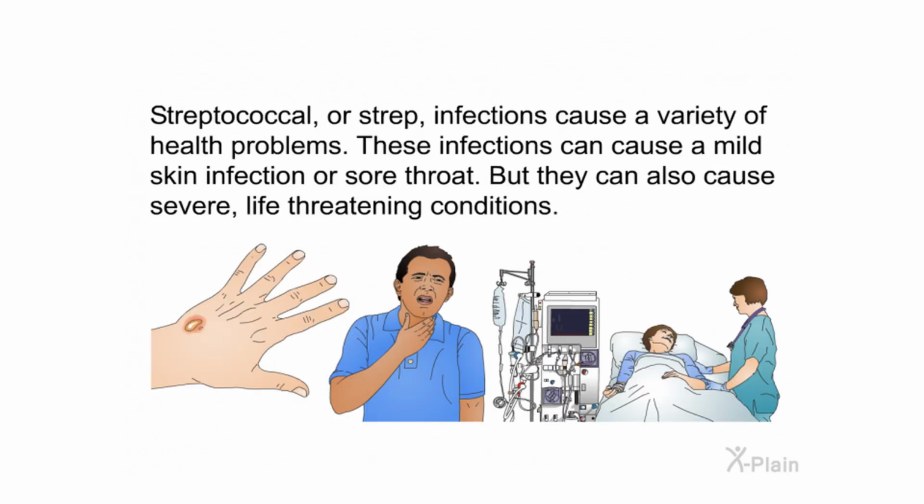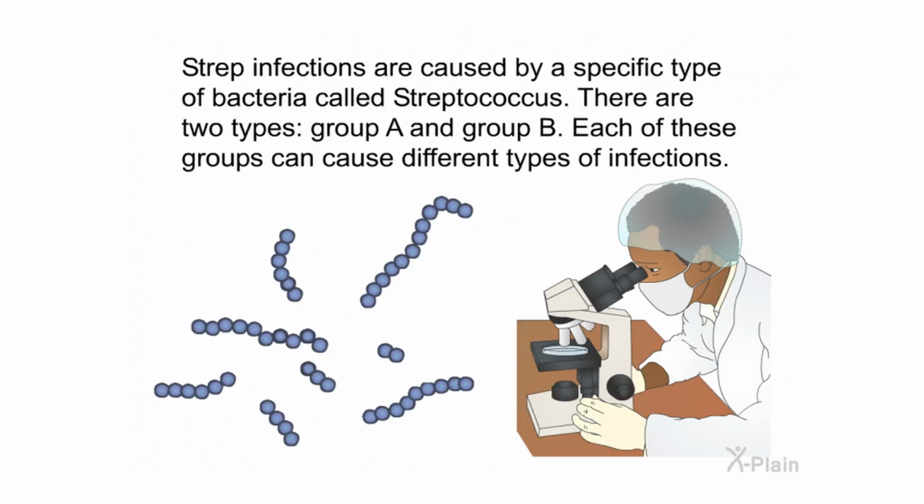Summary. Streptococcal or strep infections cause a variety of health problems. These infections can cause a mild skin infection or sore throat, but they can also cause severe, life-threatening conditions. Strep infections are caused by a specific type of bacteria called Streptococcus. There are two types, Group A and Group B. Each of these groups can cause different types of infections.